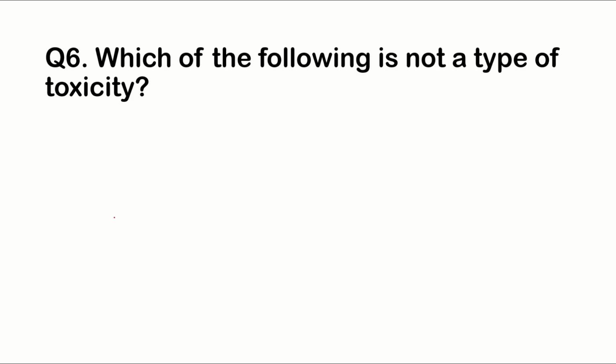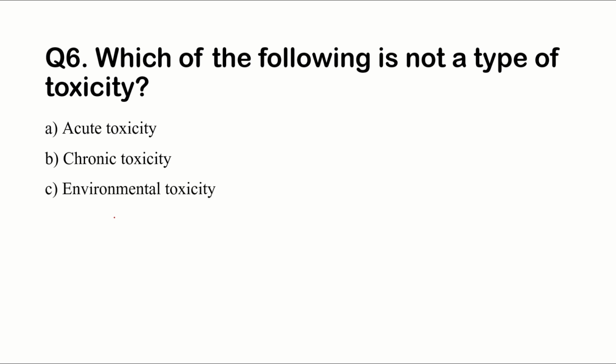So next question, which of the following is not a type of toxicity? Not a type of toxicity. As we know, there are types of toxicity like acute toxicity, subacute toxicity, and chronic toxicity. But beyond that, there are different types also. So let's see the options. First option is acute toxicity. Yes, it is a type of toxicity. Next, chronic toxicity. Yes, it is also a type of toxicity. C, environmental toxicity. Yes, it's also a type of toxicity. And last is occupational toxicity, and it's not a type of toxicity. So we can say that the right answer is option number D.